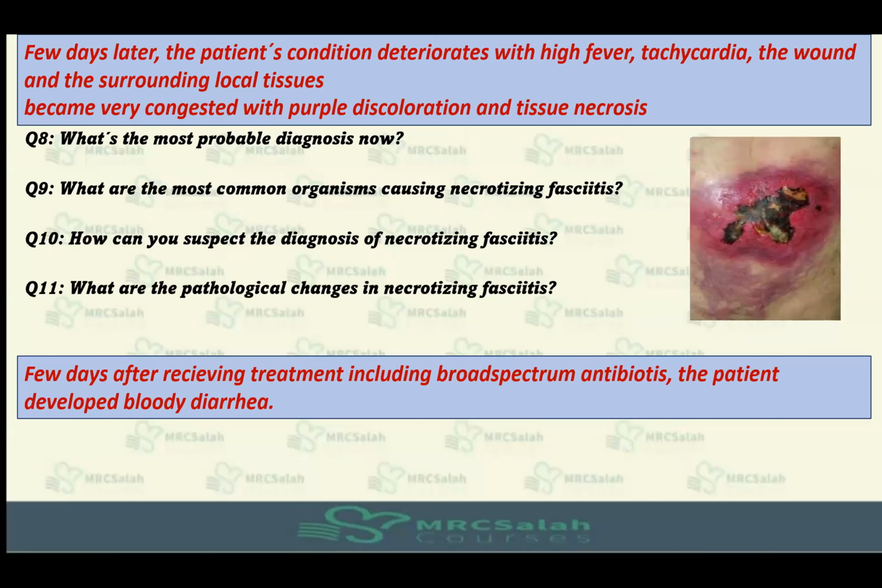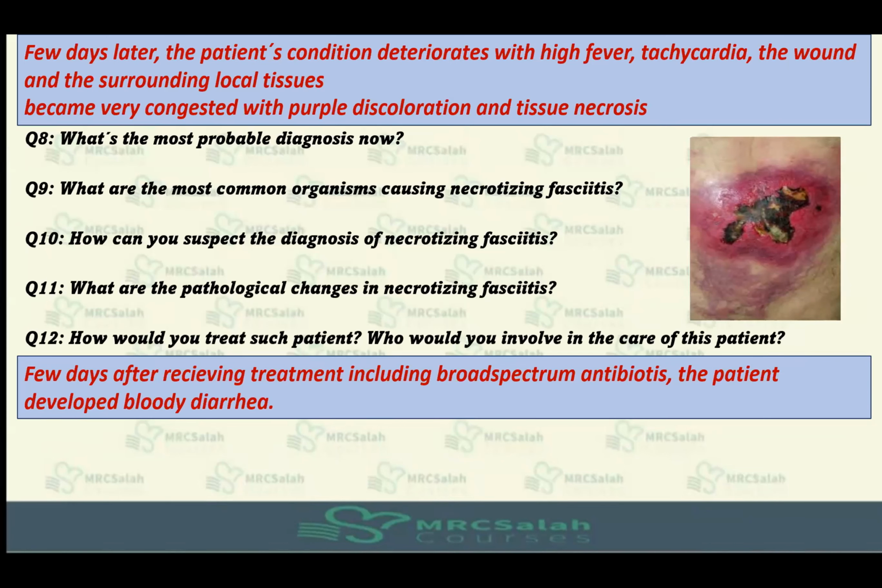Okay, what are the pathological changes in necrotizing fasciitis? It is extensive necrosis of the skin and the underlying structures with thrombosis of blood vessels. Yes, right. How would you treat such a patient?